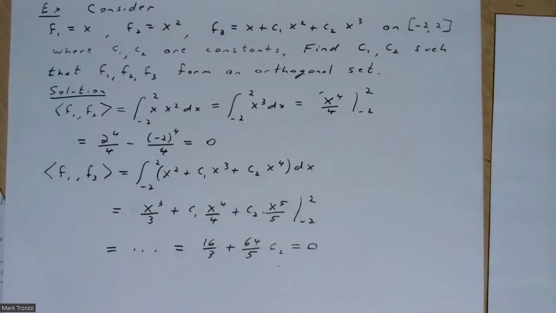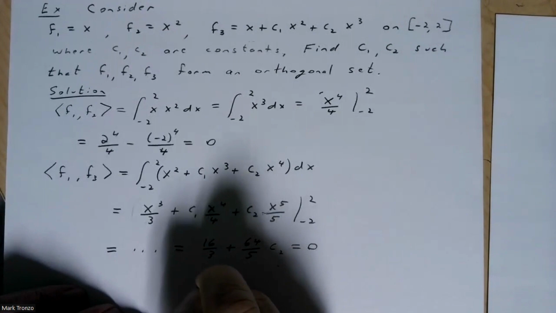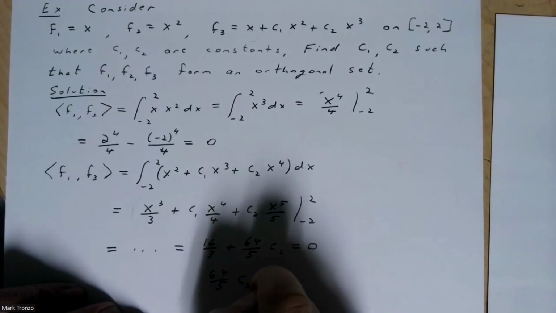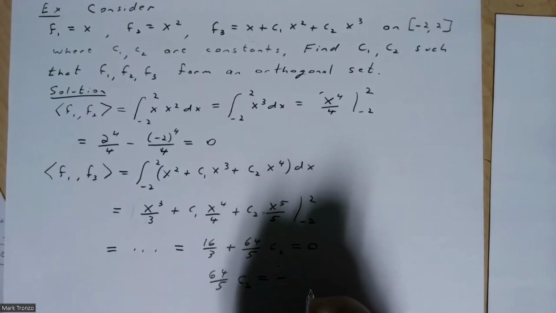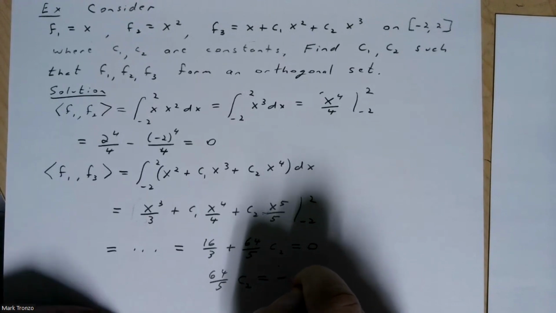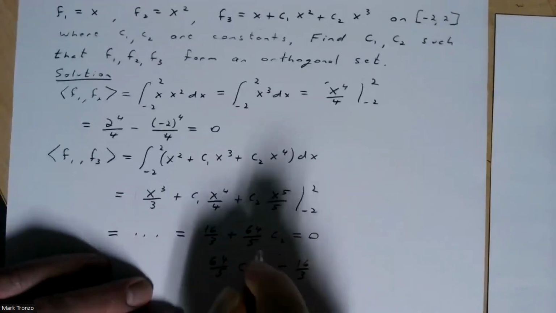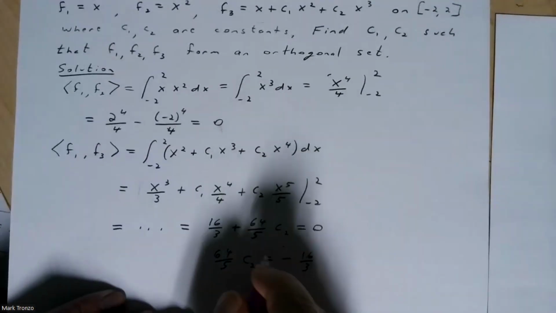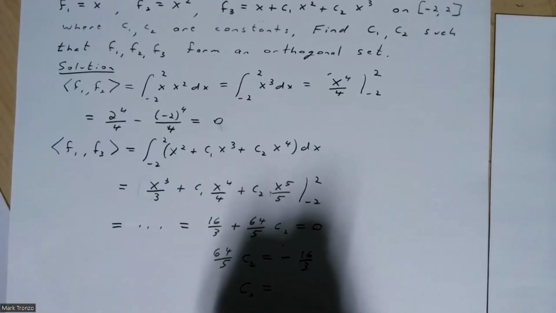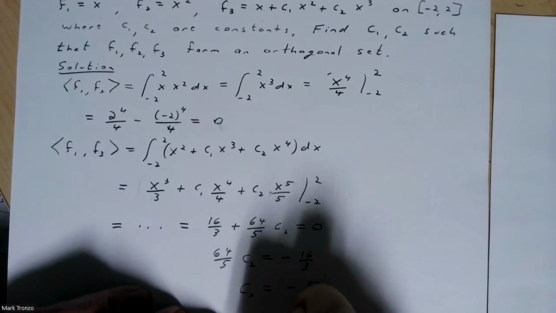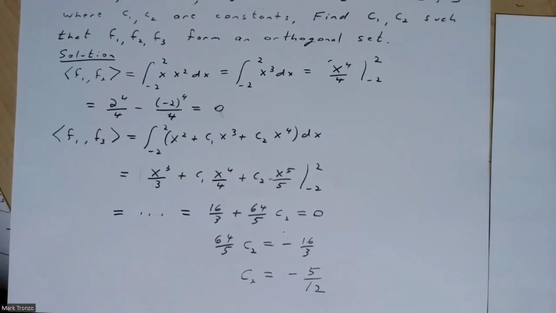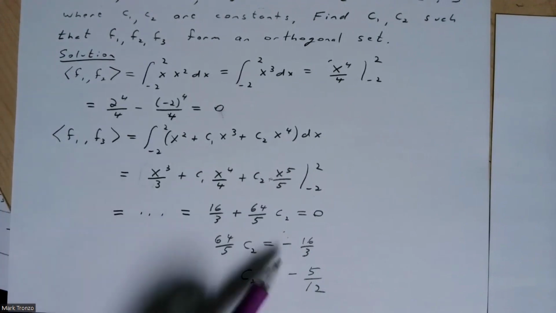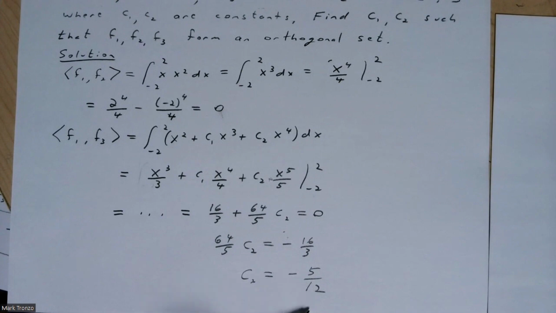Set that equal to 0. And then we end up with 64/5 C2 equals negative 16/3. C2 is negative 5/12. So for these two to be orthogonal, we need C2 to be negative 5/12.